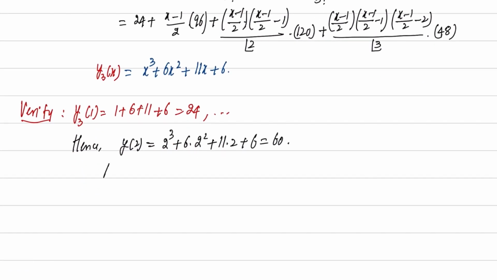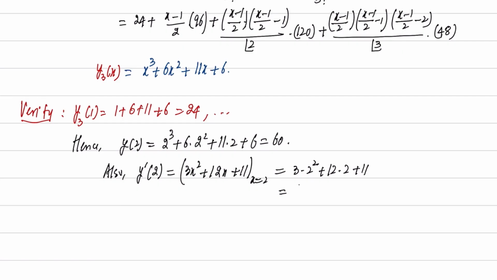And also suppose we are asked to find y dash of 2. Now y dash of 2 will be equal to 3x square plus 12x plus 11, and we have to compute this at x equal to 2. So it is equal to 3 into 2 square plus 12 into 2 plus 11. Now that is equal to 3 into 4, that is 12, plus 24 plus 11, which is equal to 47. So therefore that's how we use Newton's interpolation formula using the forward differences.